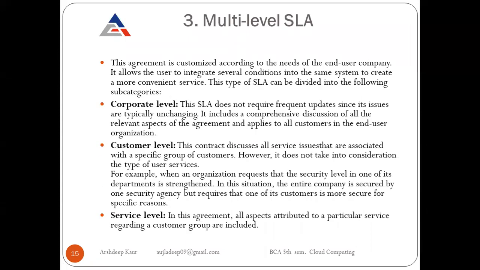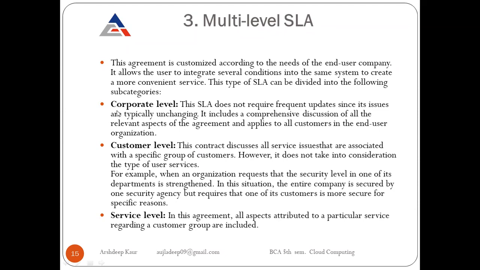Next is multi-level service. The third category of SLA is multi-level SLA. This agreement is customized according to the needs of the end user company. It completely depends upon the company requirement. It allows the users to combine several conditions into the same system to create a more convenient service. So we can combine multiple services into a single system.